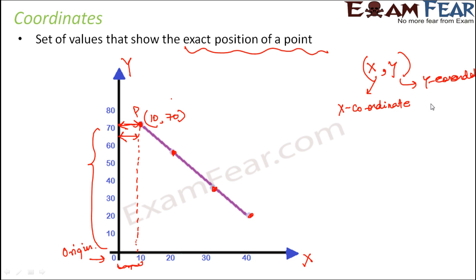Similarly, when you talk about the y coordinate, it tells you how far is the point from the x-axis. For example, for point P, how far is P from the x-axis? This much far. So how would you get the exact value of this distance? From the y-axis. So this is your y coordinate. So y coordinate tells you how far is the point from the x-axis. So that's the concept of coordinate.